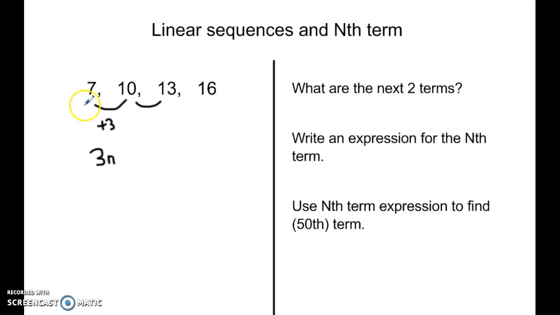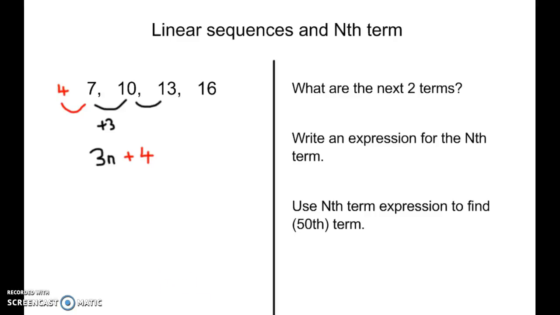If we went one term to the left, what would our 0 term be? Well, it would be 4. Now, unlike the previous example, this 4 is still a positive 4, isn't it? Because we're still in positive numbers. We haven't crossed over from positive to negative numbers. So this time we write 3n plus 4.